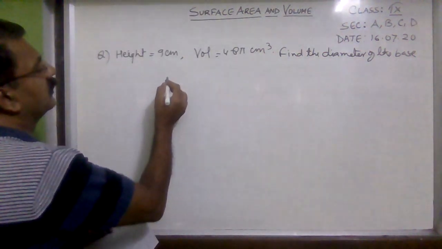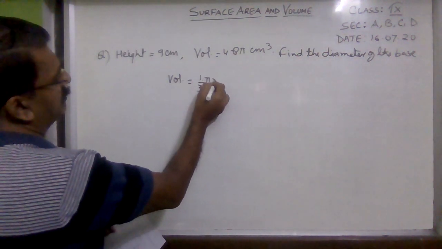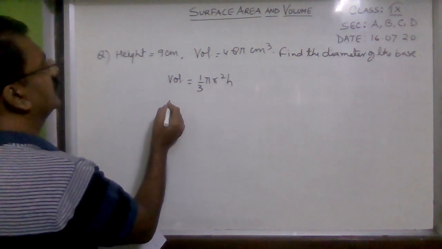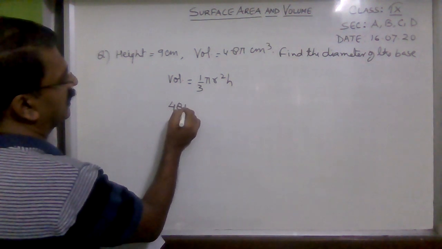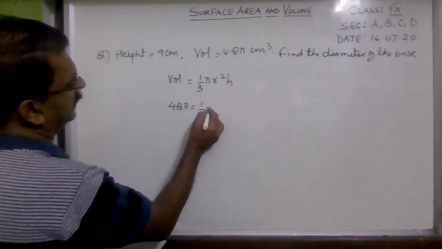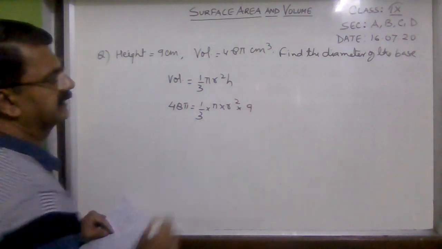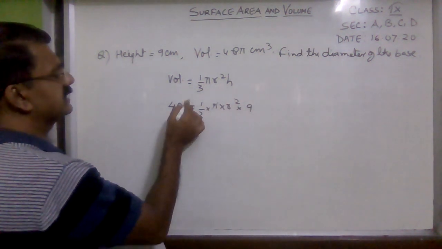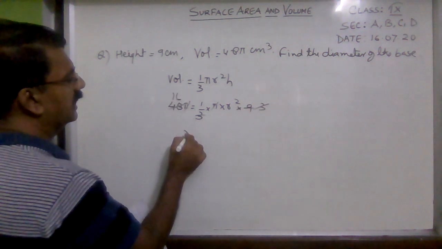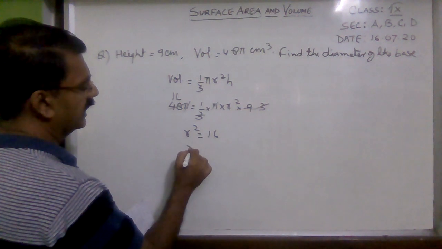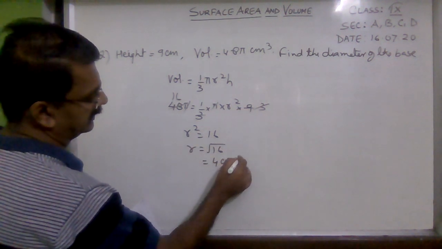So what we do, we know the formula for volume of a cone is 1 upon 3 pi r square h. Now the volume is given 48 pi is equal to 1 upon 3 into pi into r square into h is given 9. Now you see this pi is cancelled, 3 3s are 9, by 3 if you cancel 16. So r square is 16, then r is equal to under root 16, that is 4 centimeter.